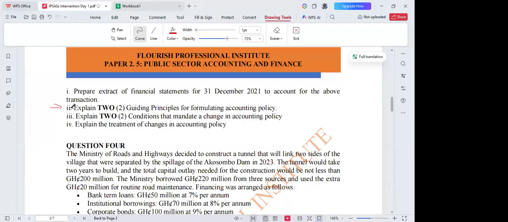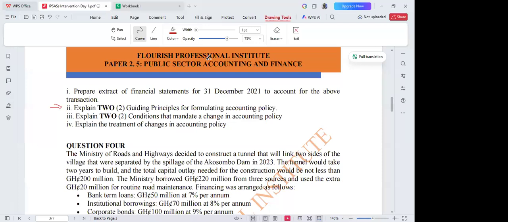Yeah, Dorcas. It should be required by the IPSAS. The requirements by IPSAS. Incorrect. Go ahead. It should be relevant to decision making. Okay, that's correct. Another person should give us a second one. Reliable.